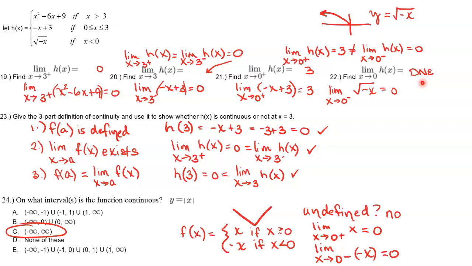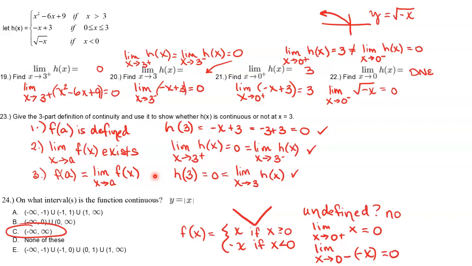All right, then for 23, you were asked to, on your separate worksheet, give the three-part definition of continuity and then use it to show whether the function was continuous or not at 3. Even though you were only giving a multiple choice answer on your separate worksheet, this is the work that I would have been looking for, and this is the work I would look for on your test. So the three-part definition is: f of a is defined, the limit exists, and f of a equals the limit. What you just got for number 1 equals what you just got for number 2.